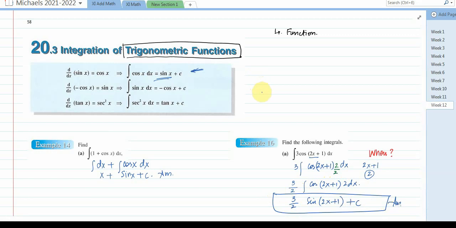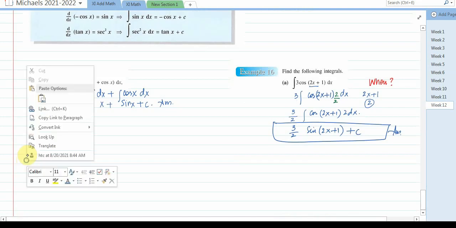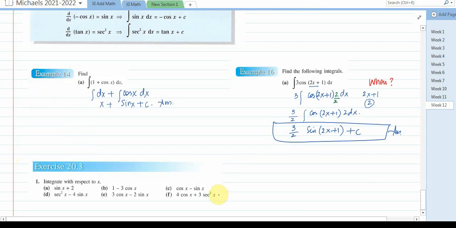So I hope that you got the idea of how to integrate the trigonometric function. And the next thing, a very important thing, whenever you are solving trigonometric parts in calculus, your calculator must be in radian mode. The same thing we have discussed in differentiation. So make sure when you are doing integration or differentiation or their applications, your calculator must be in radian mode. Now we have discussed the example. Now we are going to continue from book questions.